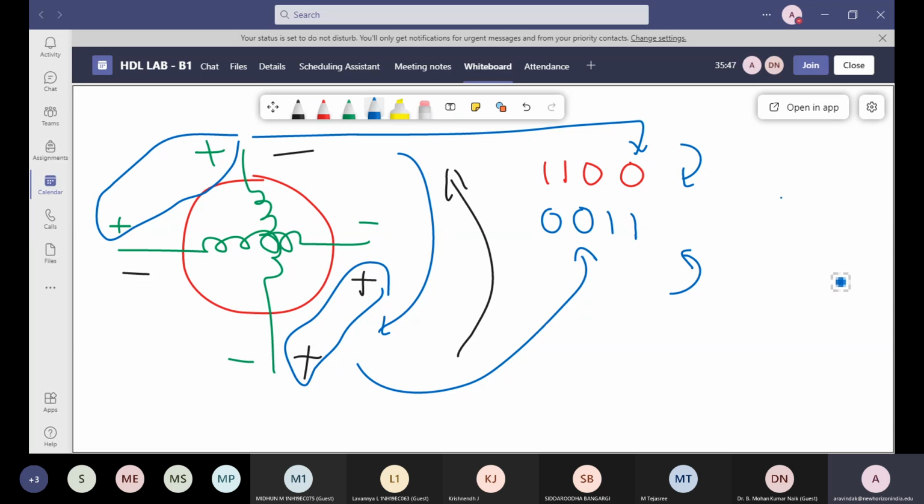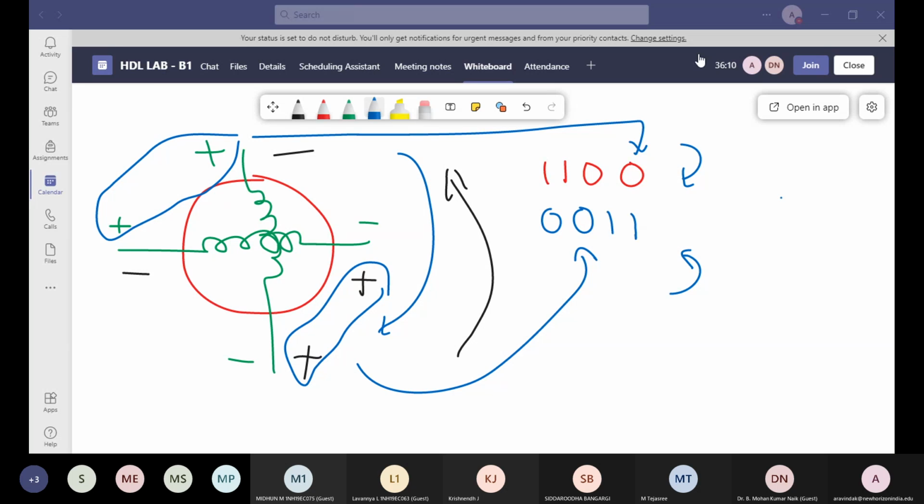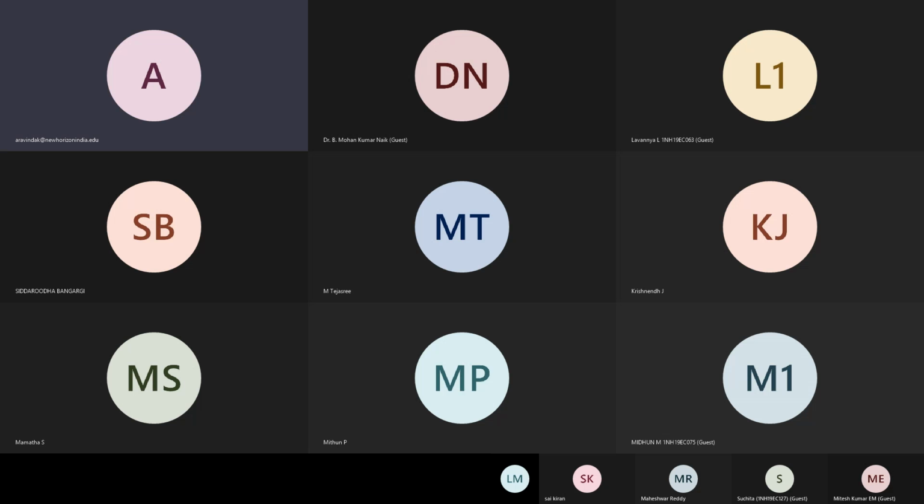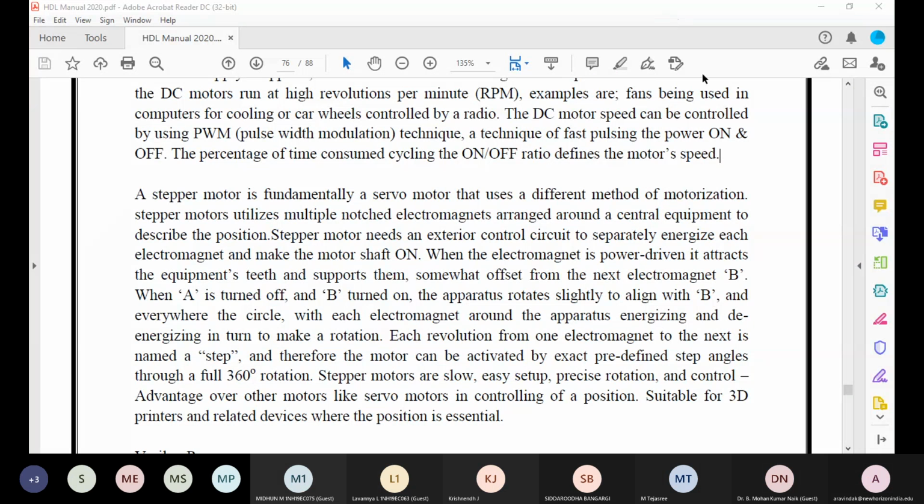So I hope you got the idea about how a stepper motor moves. So any questions here? I hope this is understood. Any questions here? Okay, if there are no questions, I will proceed now. I will come back to the lab manual. So let me discuss the code now.